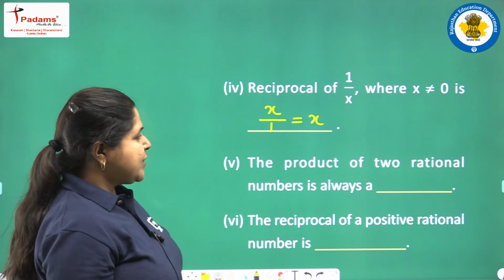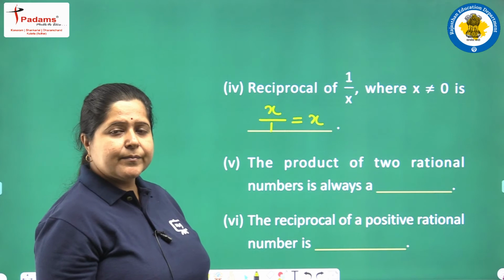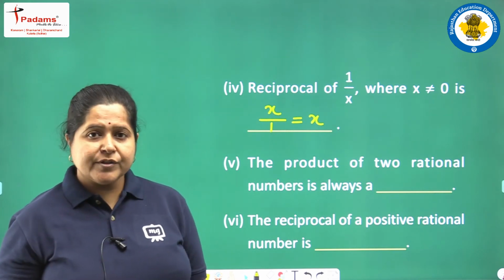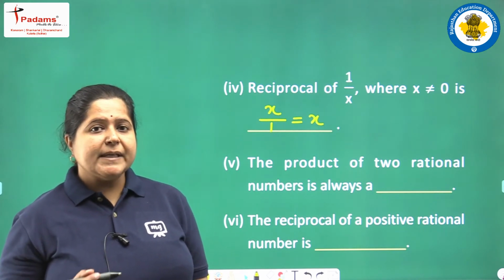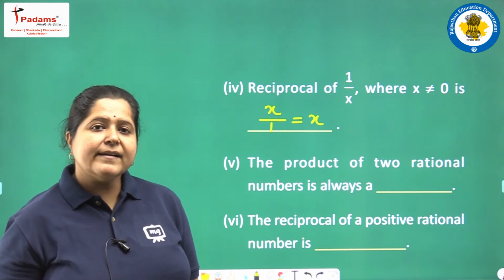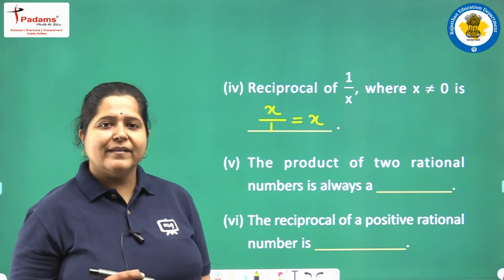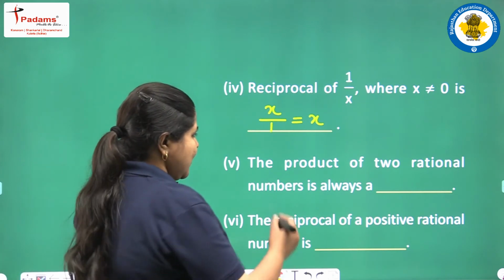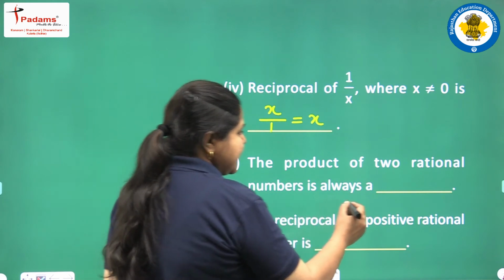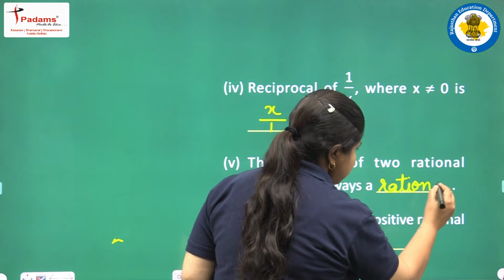Next, the product of two rational numbers is always a dash. Do you remember the property of closure, which said that multiplying two rational numbers, the answer that we get is again a rational number, or multiplication is closed for rational numbers. So the product of two rational numbers is always a rational number by the closure property.